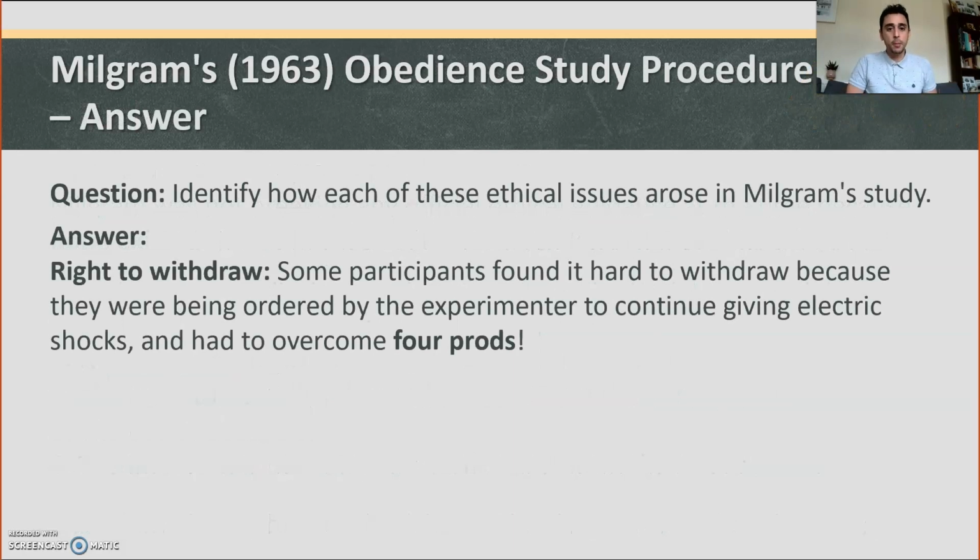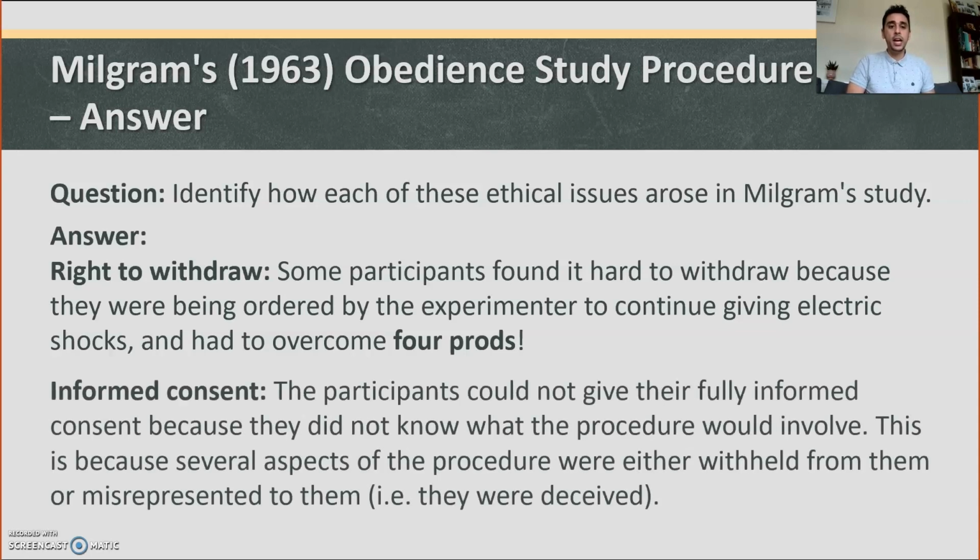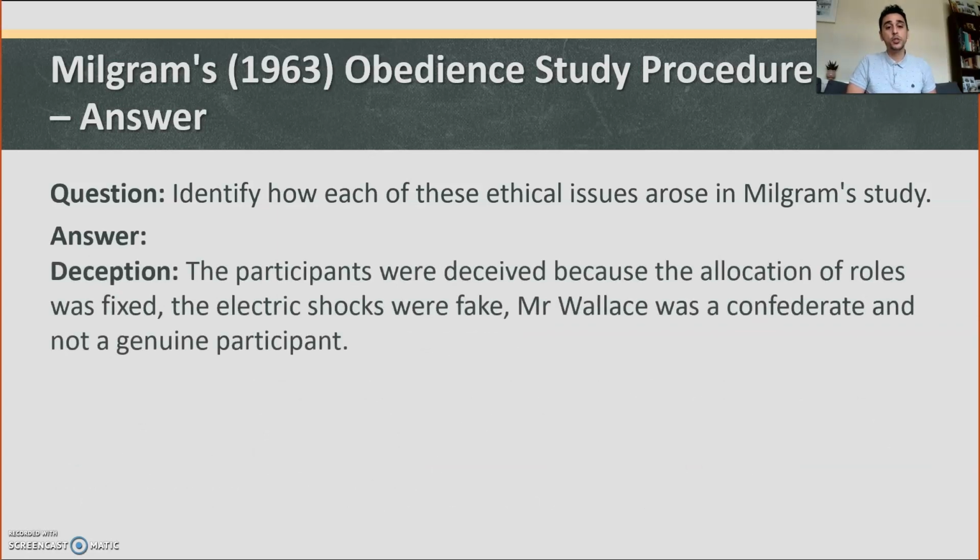Right to withdraw. Some participants found it hard to withdraw because they were being ordered by the experimenter to continue giving electric shocks and had to overcome 4 prods. So Milgram would argue, no, they did have the right to withdraw. However, participants say, no, it was too difficult to withdraw from the research. Informed consent. The participants did not give their fully informed consent because they did not know the procedure involved. This is because several aspects of the procedure were either withheld from them or misrepresented to them, i.e. they were deceived. And that brings us on to deception.